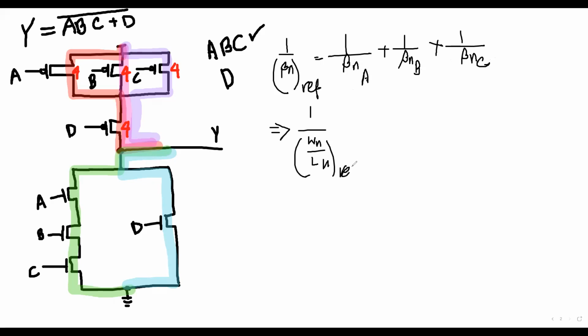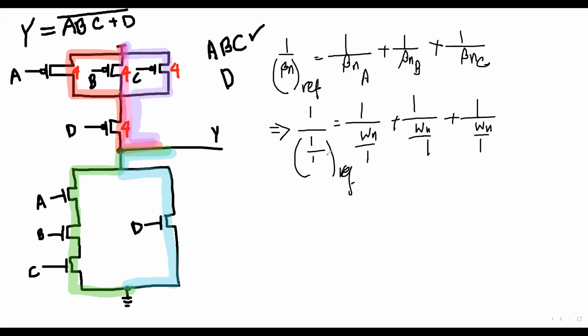This one will be Wn by Ln for A, Wn by Ln for B, Wn by Ln for C. All of them are equal. Wn will be 1, Ln will be 1, Ln will be 1. So I'm going to write 1, 1, and 1. This is for A, this is for B, this is for C, and Wn is 1, right? Because for PMOS it was 2, for NMOS it is 1.